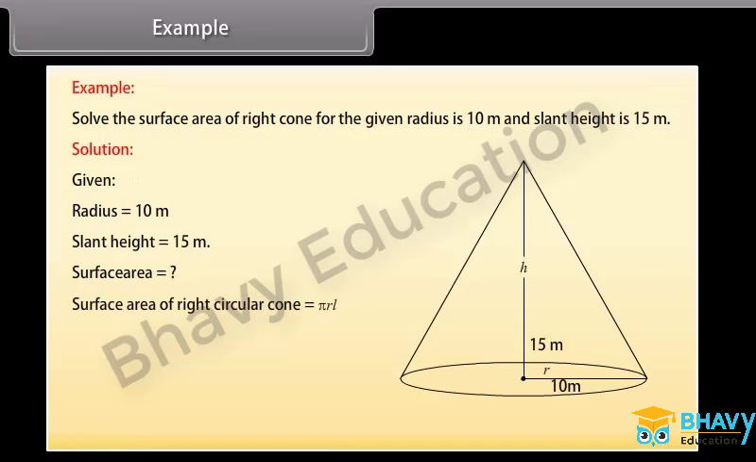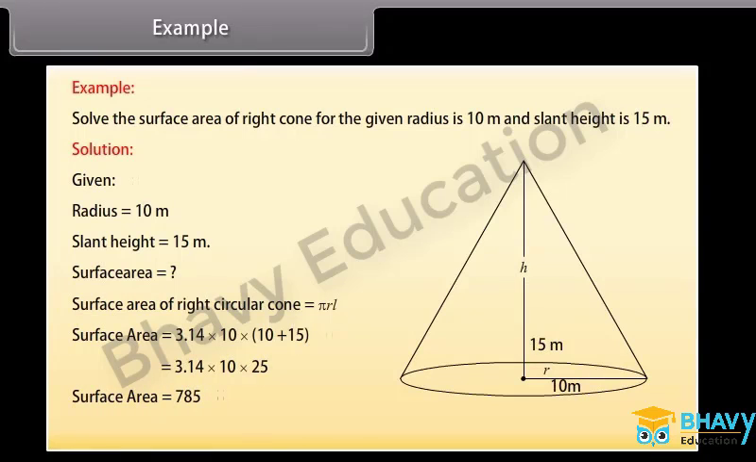We know that surface area of cone is equal to pi r into L plus r. Therefore, by substituting the values we get, surface area is equal to 3.14 into 10 into 10 plus 15. By solving this, we get surface area is 785. Therefore, surface area of right cone is 785 square meter.